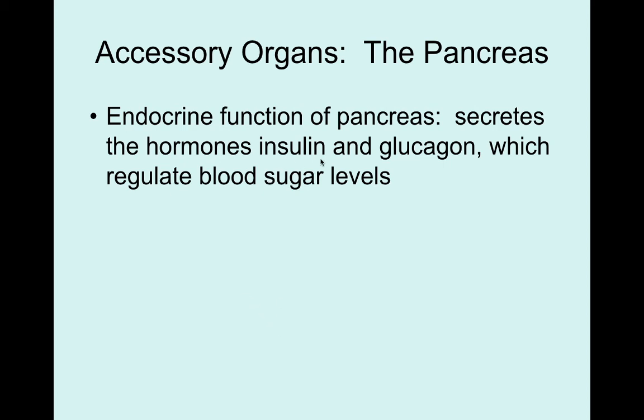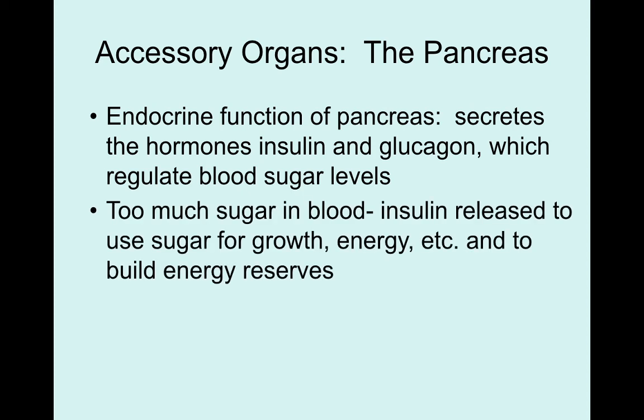As an endocrine organ, the pancreas secretes two hormones called insulin and glucagon, which help to regulate our blood sugar levels. So if you remember, when we talked about the skeletal system, we talked about parathyroid hormone and calcitonin and how they worked in opposition of one another to keep the blood calcium levels at a certain level. Well, the same thing is true for these hormones, insulin and glucagon. They work together to keep your blood sugar levels at a normal level.